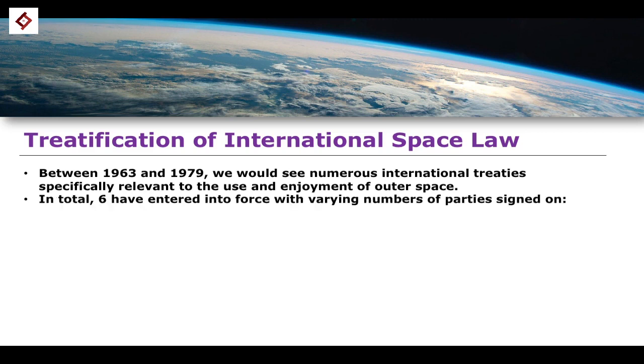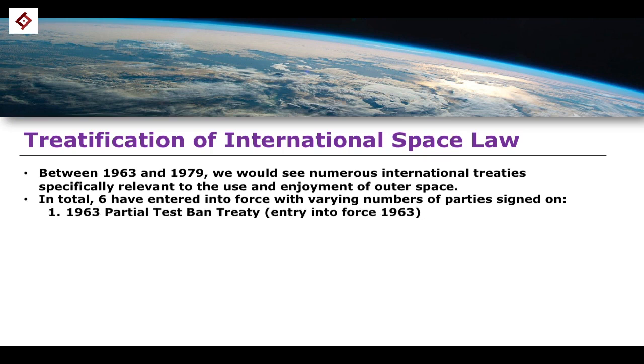In total, 6 enter into force with varying numbers of parties signed onto them, and that is relevant for the fact that we measure the success of a treaty, at least in this regard, on the number of state parties and the enforcement ability that those treaties actually have. And so we'll talk about the number of states that sign on to each of these treaties.